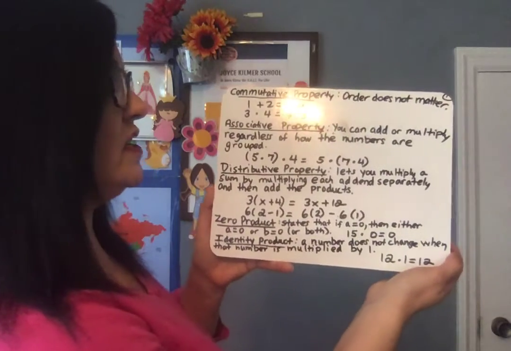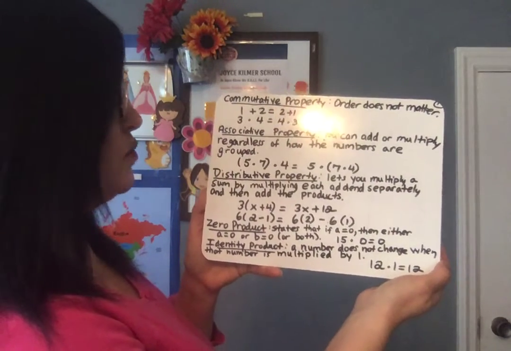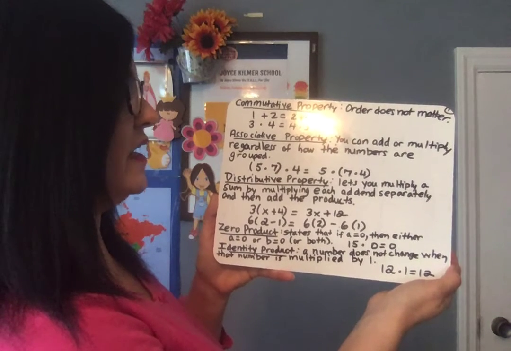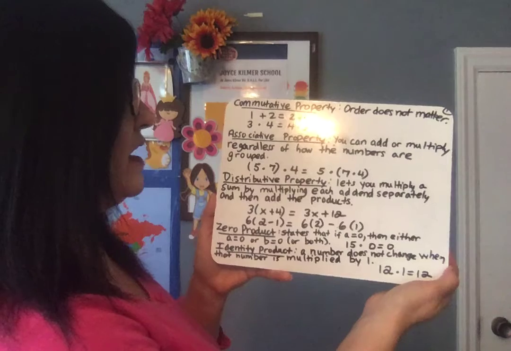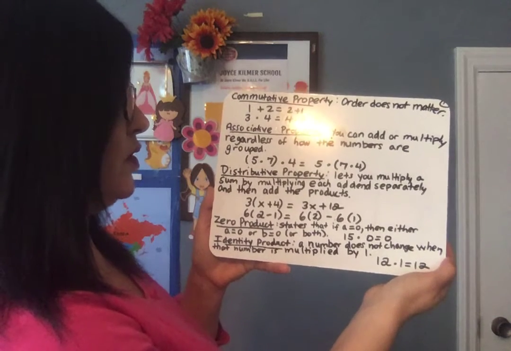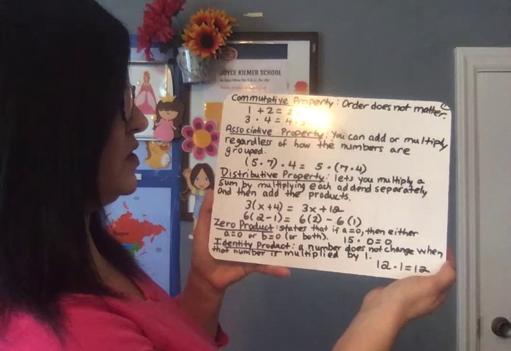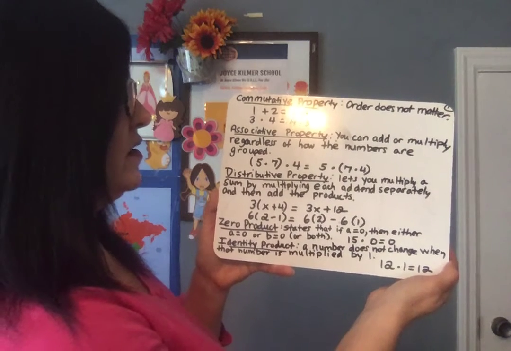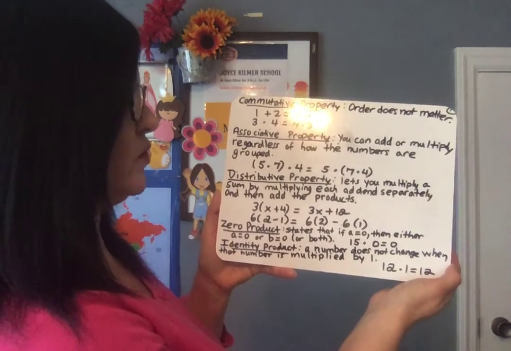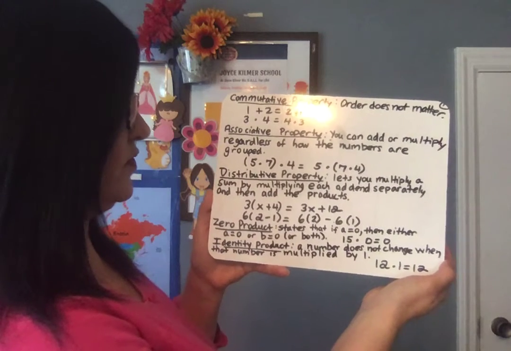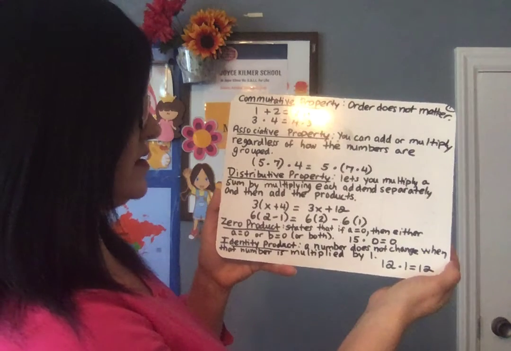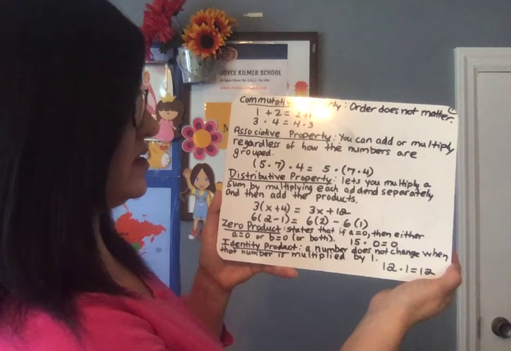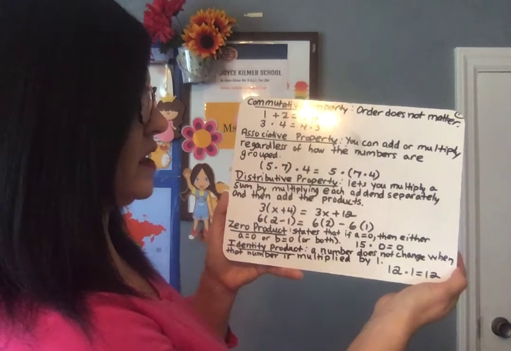Okay? The distributive property lets you multiply a sum by multiplying each addend separately and then add the products. For example, 3 times (x plus 4) equals 3 times x plus 3 times 4, which is 3x plus 12. Similarly, 6 times (2 minus 1) equals 6 times 2 minus 6 times 1.